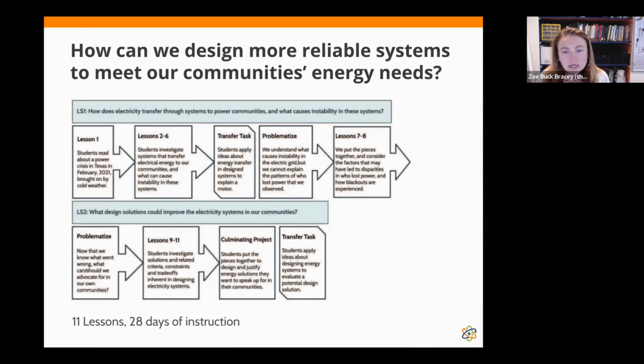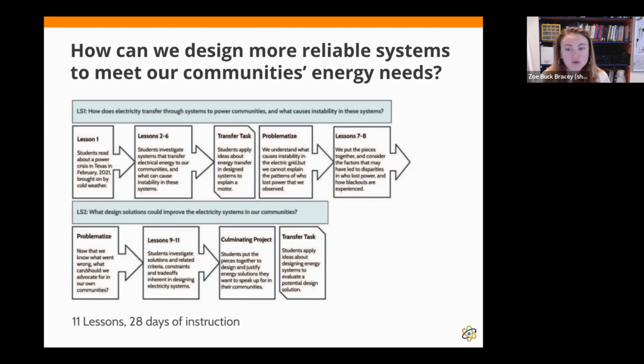This unit is organized into two lesson sets. The first one, we really focus on how electricity transfers through systems to power communities and what could cause instability in these systems. And then in the second lesson set, we get to focus on design solutions that could improve the electricity systems in our communities.